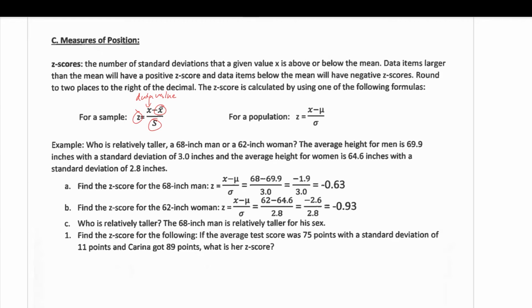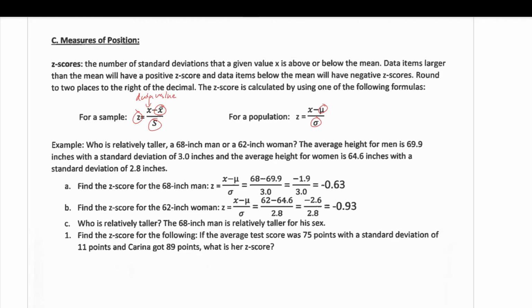which again is a measure of how many standard deviations that particular data value is from the mean. Okay, and of course that can be done for the population also, except we have the population mean and the population standard deviation. Okay, so we have an example here.